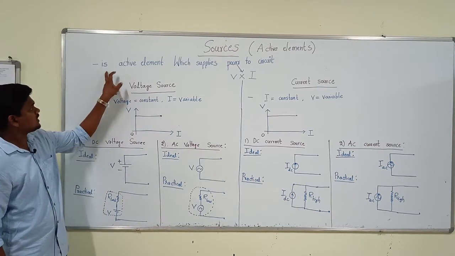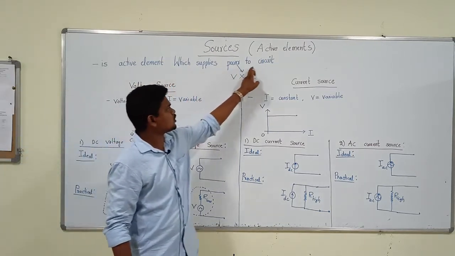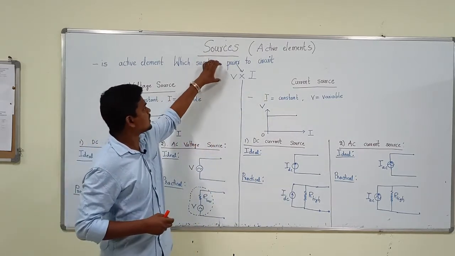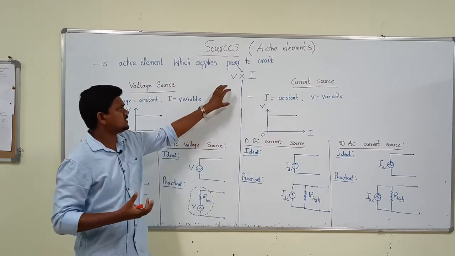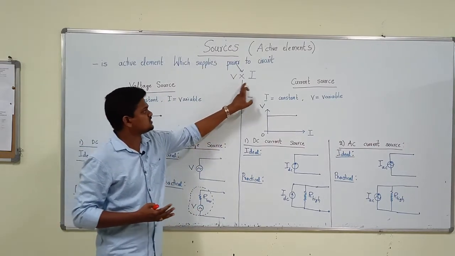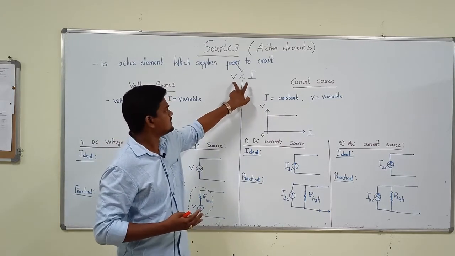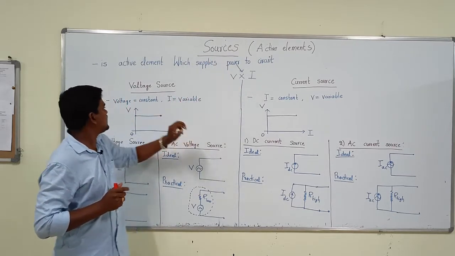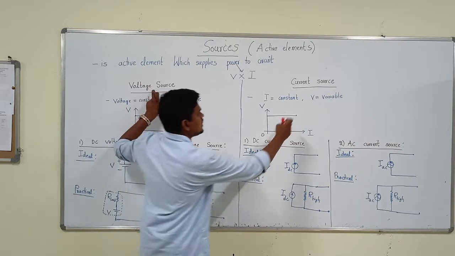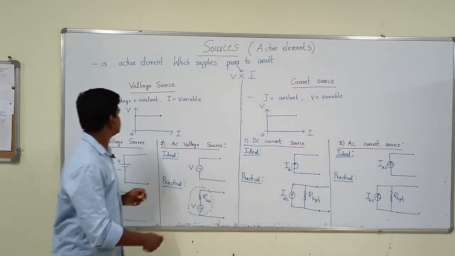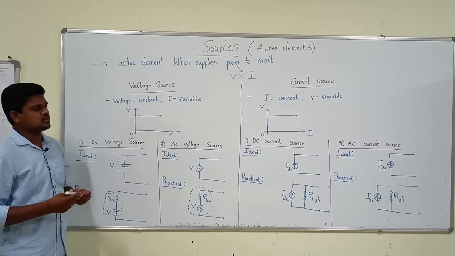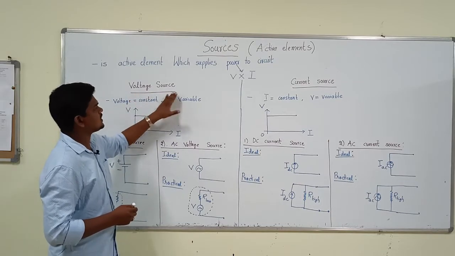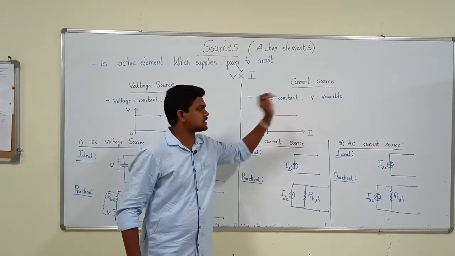Here, this is an active element which supplies power to the circuit. In any electrical circuit or network, these sources, or active elements, supply power. In electrical power, you know that power is voltage into current. Depending on these two quantities, sources are divided into two types: one is the voltage source, and the other is the current source. Both supply electric power.